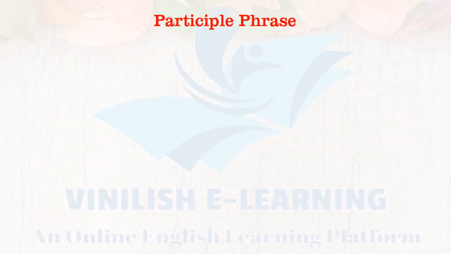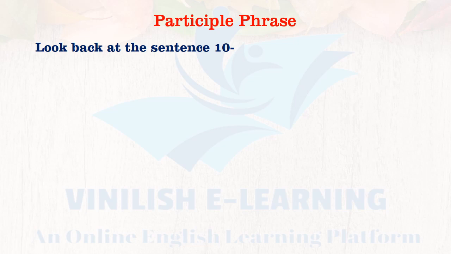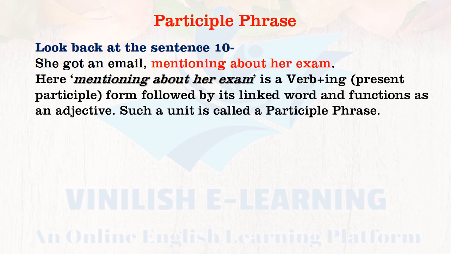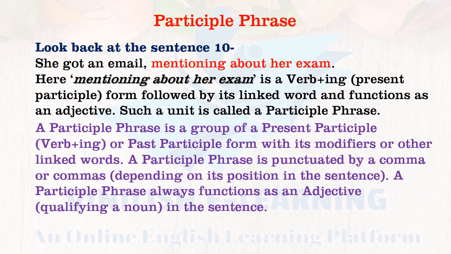Participle phrase. Look back at sentence 10. She got an email mentioning about her exam. Here, mentioning about her exam is a verb plus ing, present participle form, followed by its linked words and functions as an adjective. Such a unit is called a participle phrase.